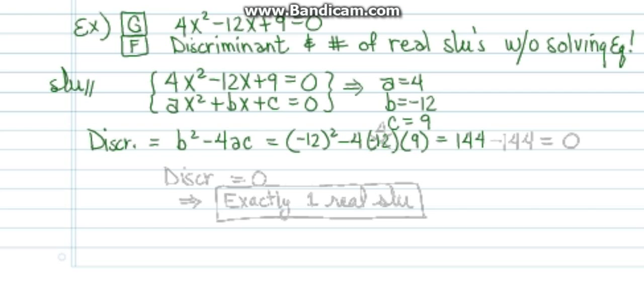Oh, let's see, did I do that right? 144 minus 144. Minus 4 times a. Oh, that's not a. There's my mistake right there. The a value is 4. So it's negative 4 times 9. That's where the negative 144 comes from. And that's equal to 0. So our discriminant is equal to 0.